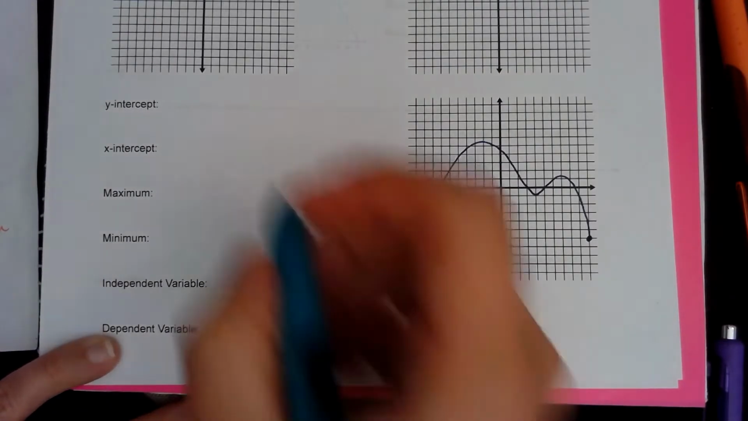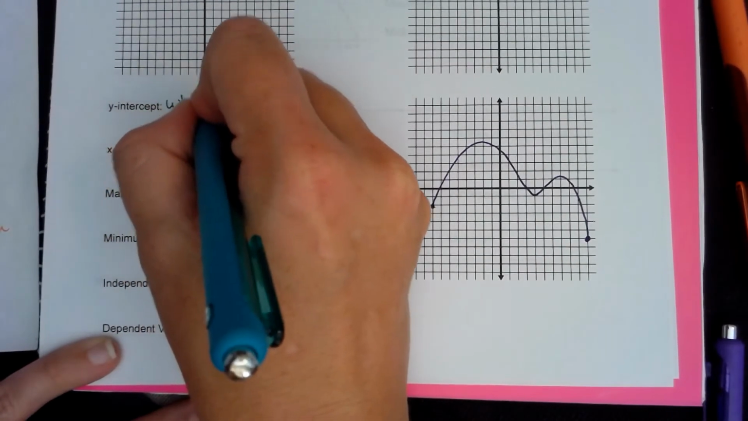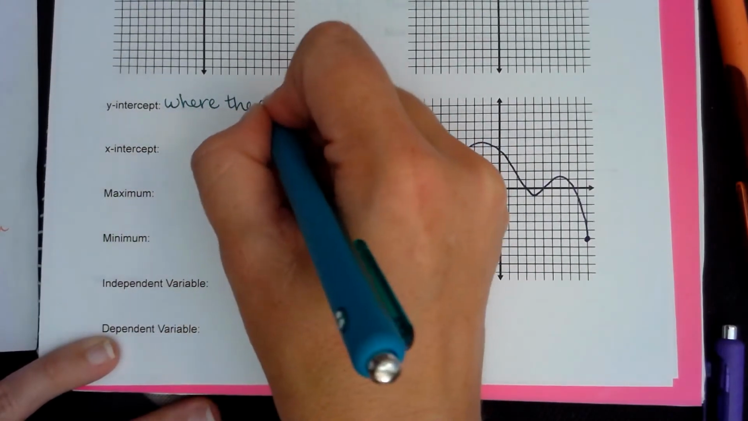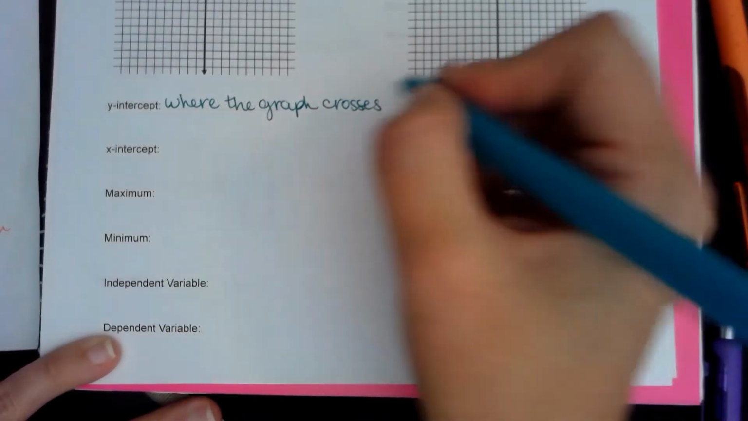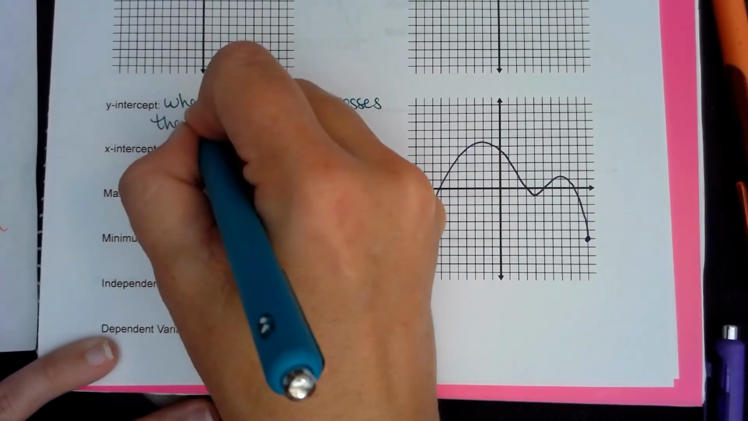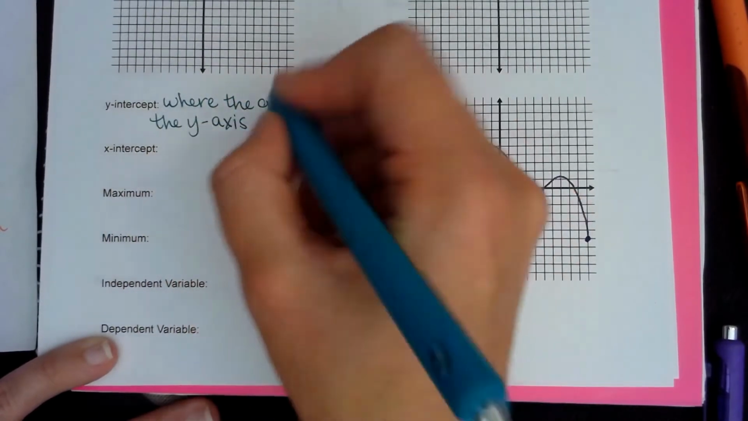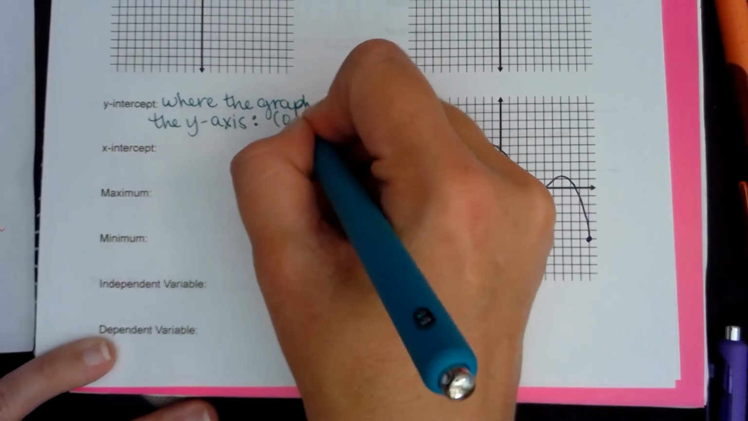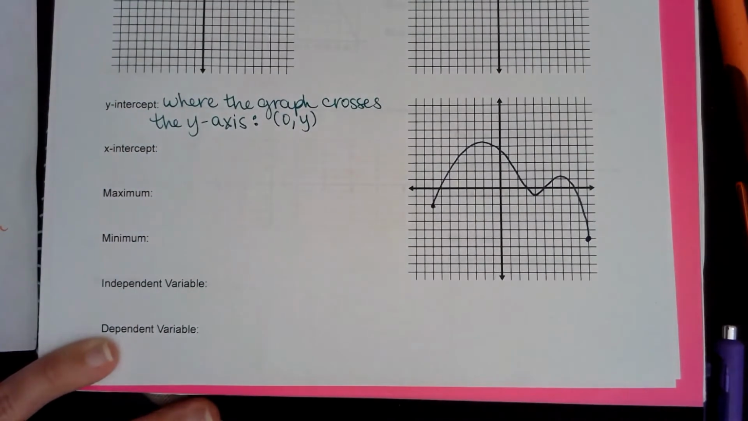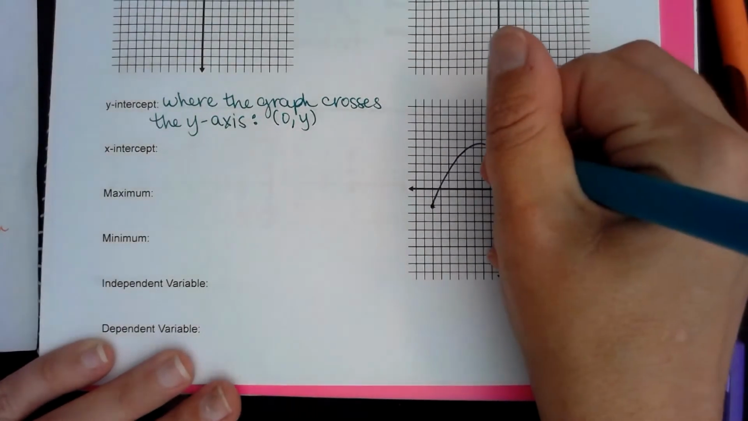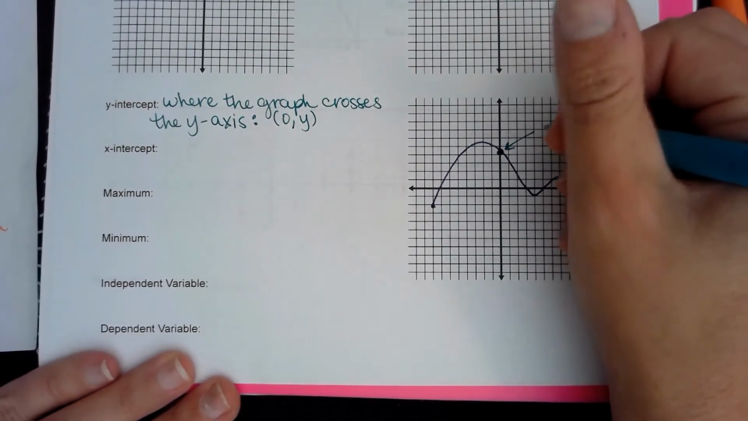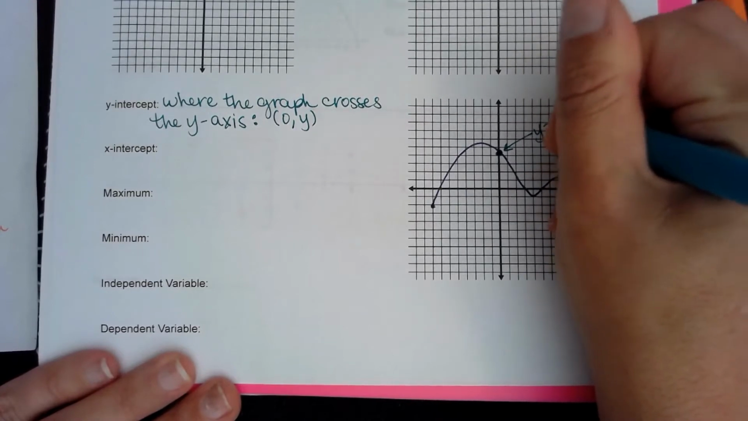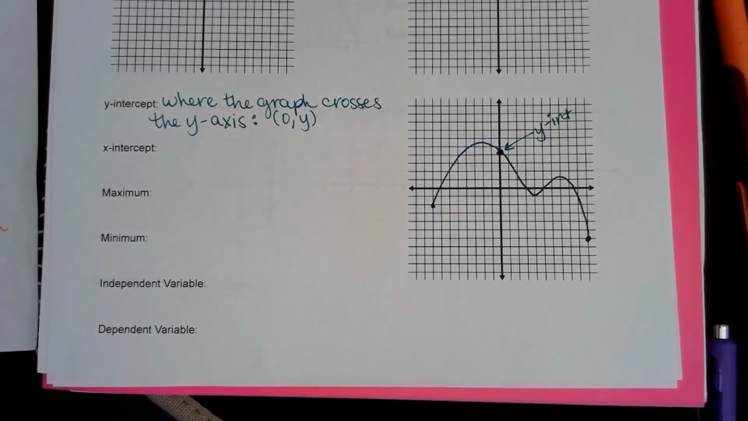So the y-intercept is where the graph crosses the y-axis. And it's always written as 0, y, because the y-axis is when x is equal to 0. So on this graph, the y-intercept would be right there. That's where the graph is touching the y-axis.